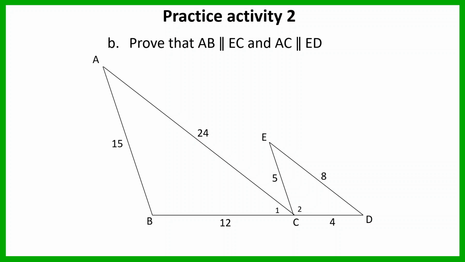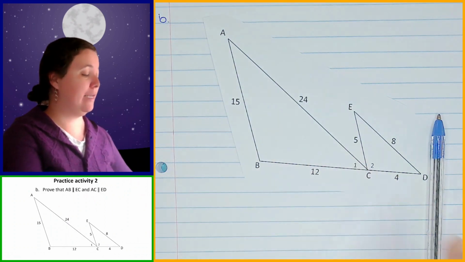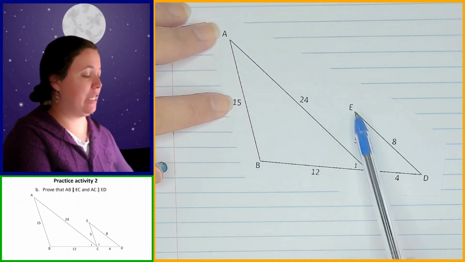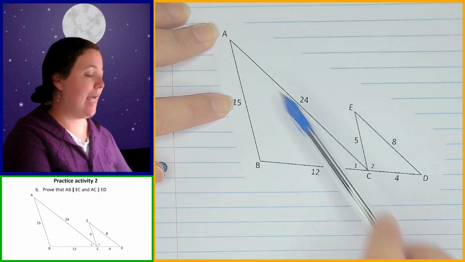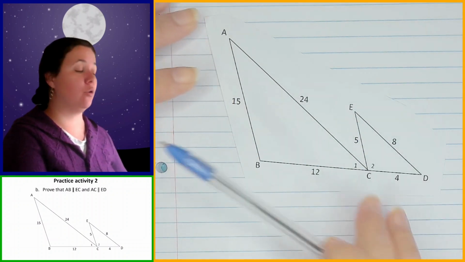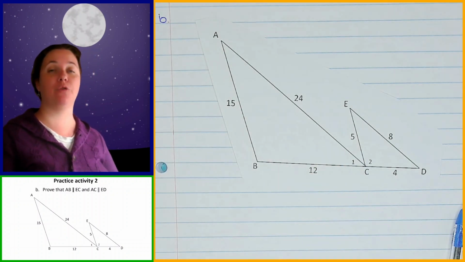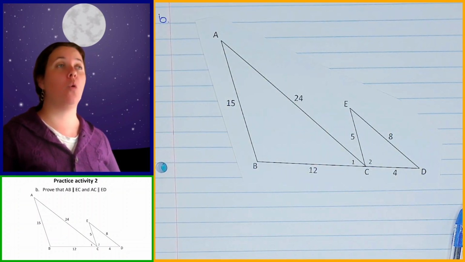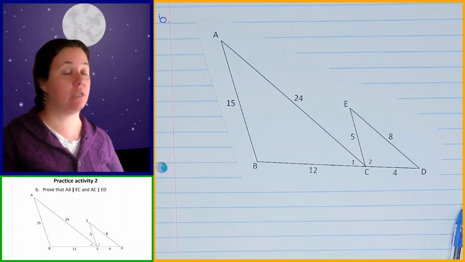Okay, so let's go through that question. Our goal is to prove that this line and that line are parallel, and that this line and that line are parallel. Now remember, in order to prove that lines are parallel, we have to prove that alternate angles are equal, or that corresponding angles are equal, or that co-interior angles are supplementary.